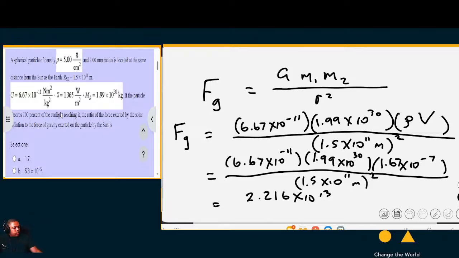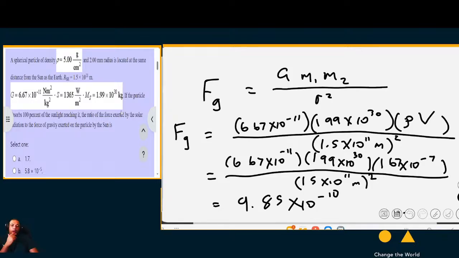Now I get the force here. Let me just rewrite the whole thing. That should still be a square. The answer at the end for the force of gravity between them is 9.85 times 10 to the negative 10. Okay? There's the force. 9.85 times 10 to the negative 10.